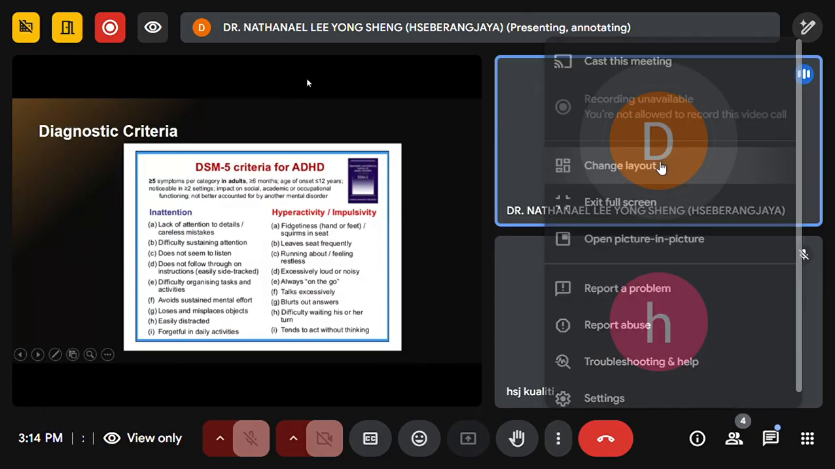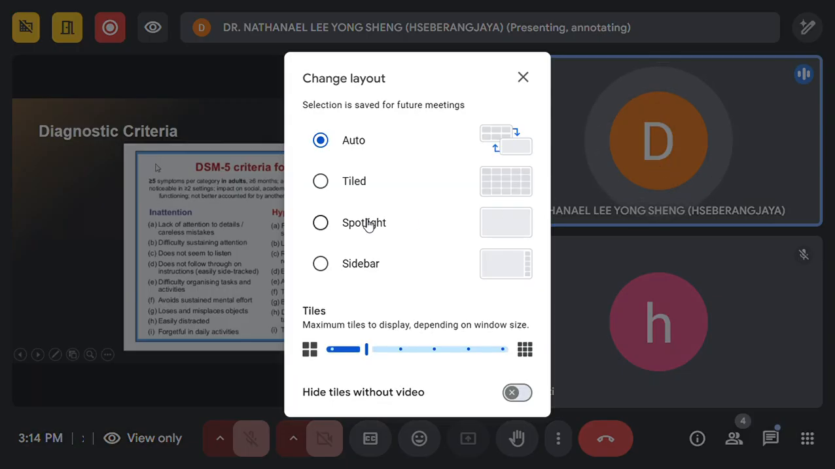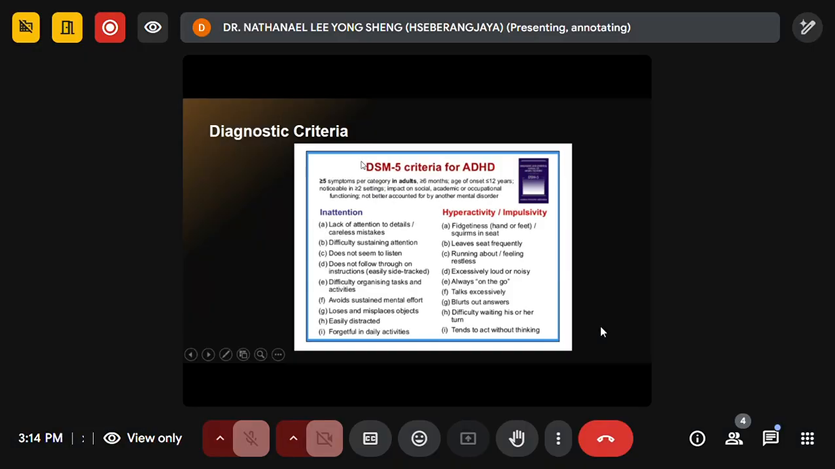And the symptoms have to be noticeable in more than 2 settings. Means that the symptoms as listed here do not appear only at home, or at work, or in school, or in social situations. Usually it appears in more than 2 of these settings. Means it's more pervasive. It does not appear only in some situations.